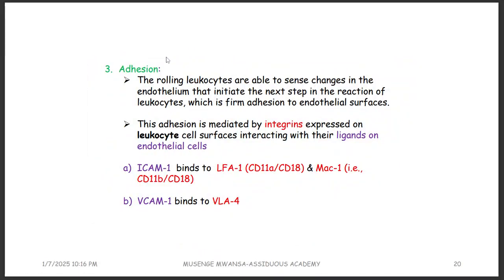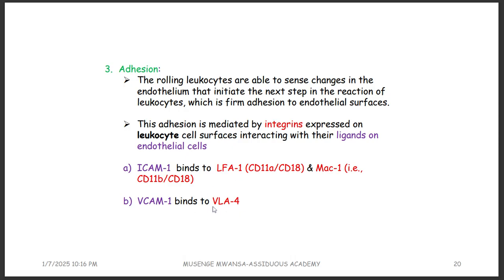After rolling happens, you'll be forming much stronger bonds, because in rolling you are forming weak bonds. So adhesion will happen. Adhesion involves much stronger bonds, and they are mediated not by selectins but by integrins. Integrins are found on the white blood cells. The integrins will be able to bind to their ligands on the endothelium. For example, on the endothelium you have ICAM-1. This one is on the endothelium, it's a ligand. It will be able to bind to Mac-1, which is an integrin found on the white blood cell. On the endothelium, again, you have VCAM-1, which binds to VLA-4.